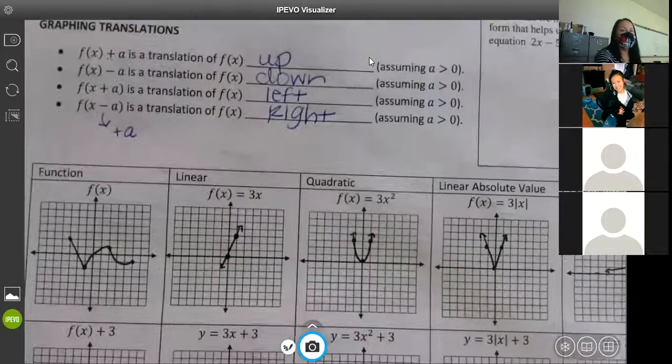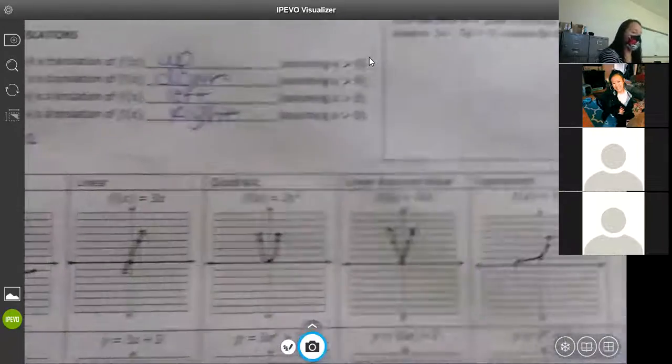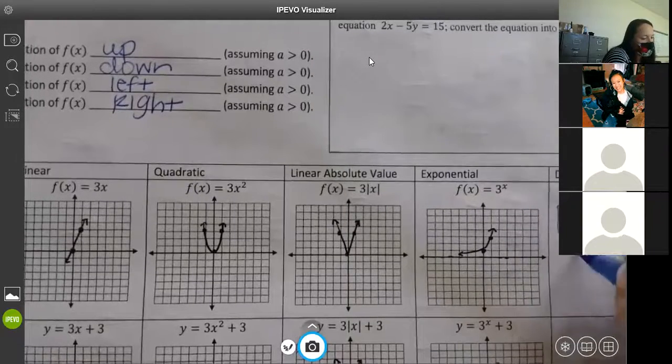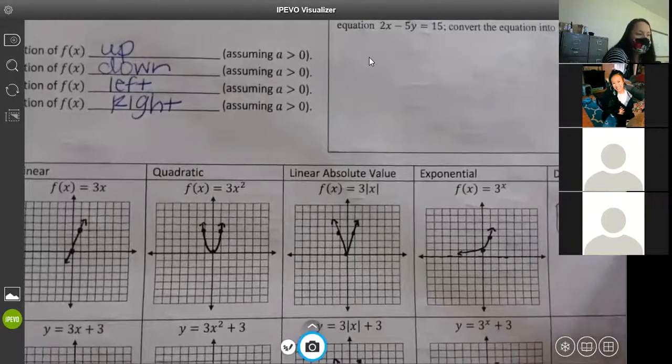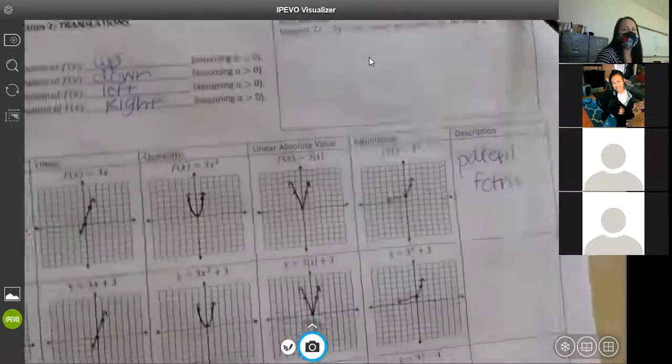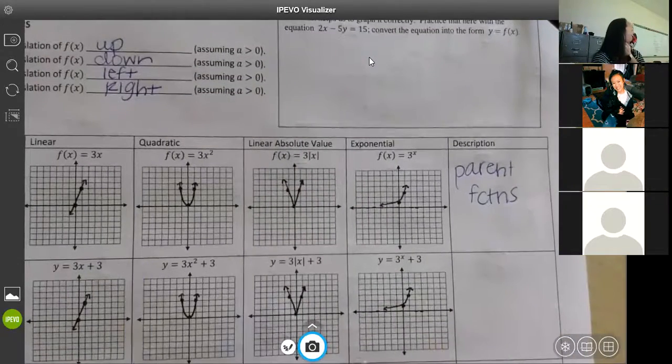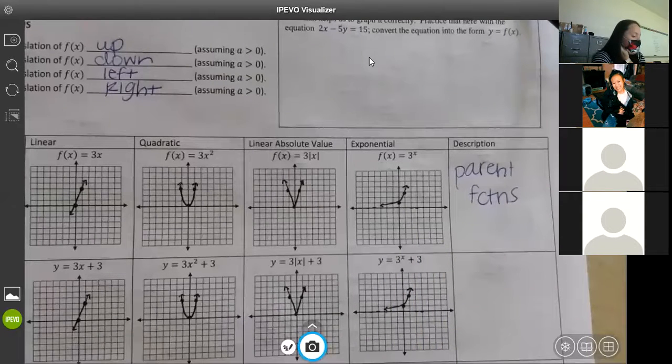All right. So the very first ones that you see are just parent functions. So we're just going to write parent functions. How do we know that they're parent functions? Let me slide this up so you guys can see it. How do we know they're parent functions? They go through 0, 0, okay? The exponentials go through 1. Now, if you look, all the graphs are the same. What it wanted you to do was just move it however.